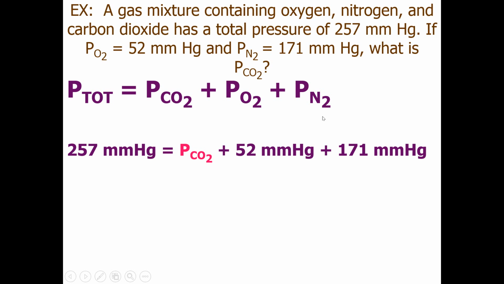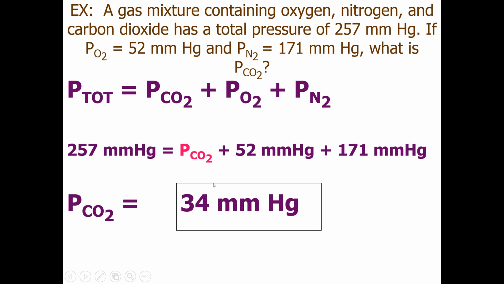And now we just do some simple algebra. We're solving for the partial pressure of carbon dioxide, and since it's being added to 52 and being added to 171, we're basically going to subtract 52 plus 171 from both sides of the equation, leaving us with 34 mmHg, which is our final answer.